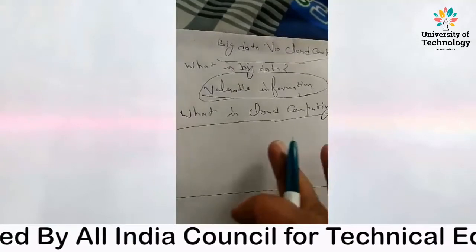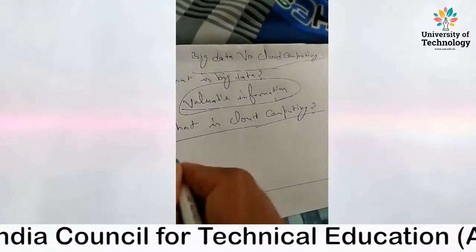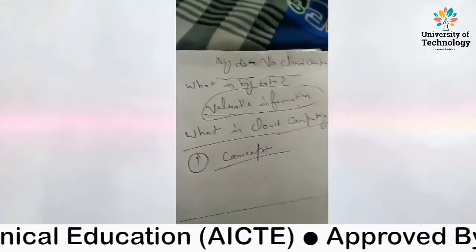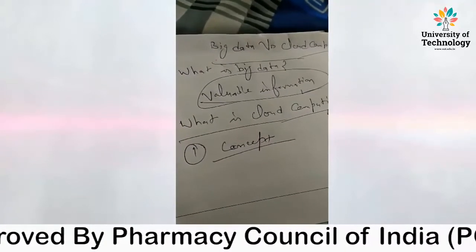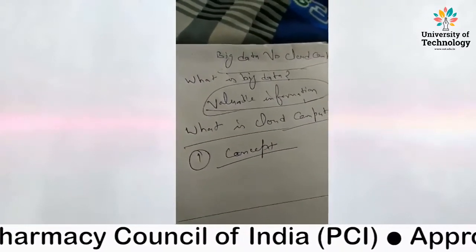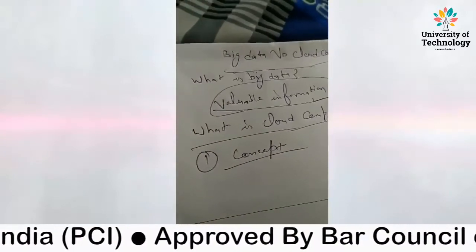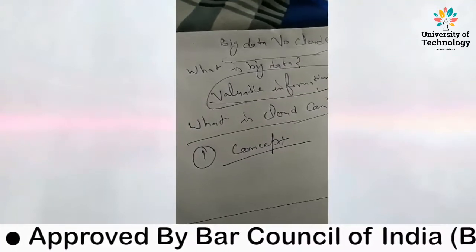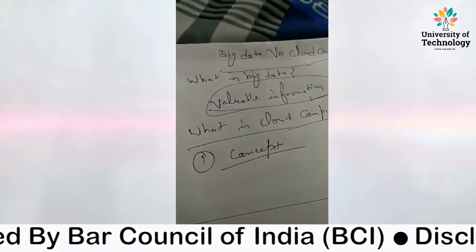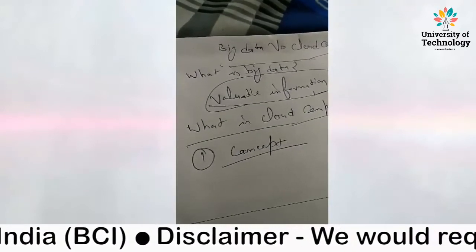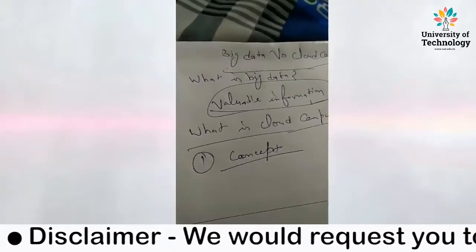Now, big data versus cloud computing. First concept: in cloud computing, we can fetch and store the data from anywhere at any time, meaning it is available 24/7. However, big data is the huge amount of data that will be processed to extract the important information.